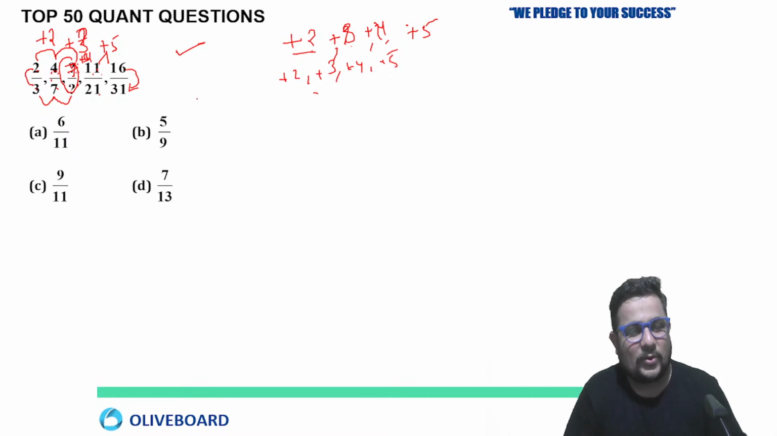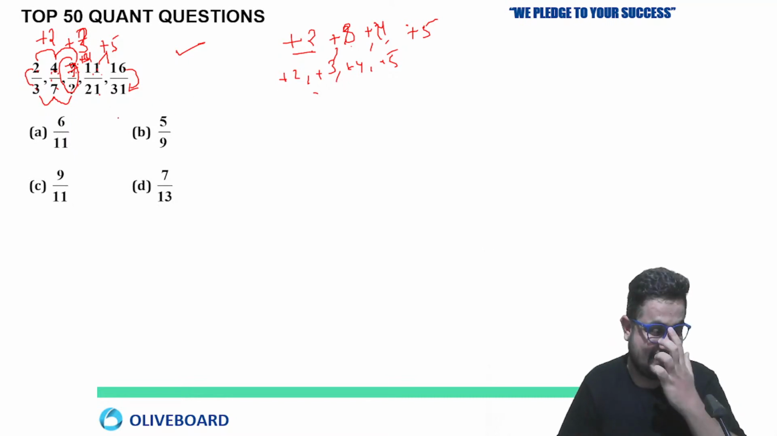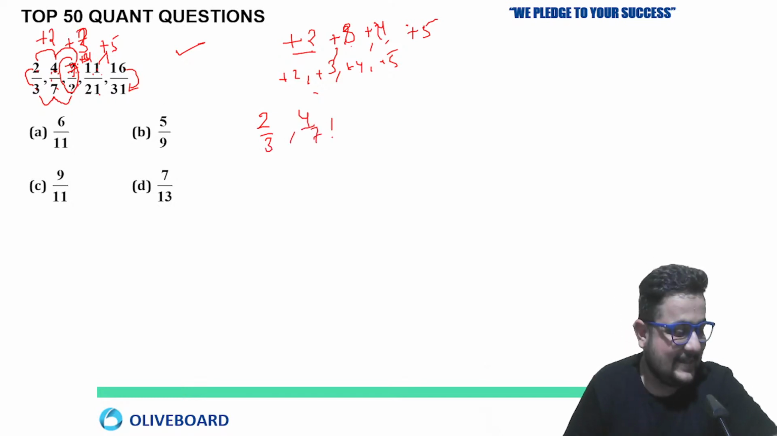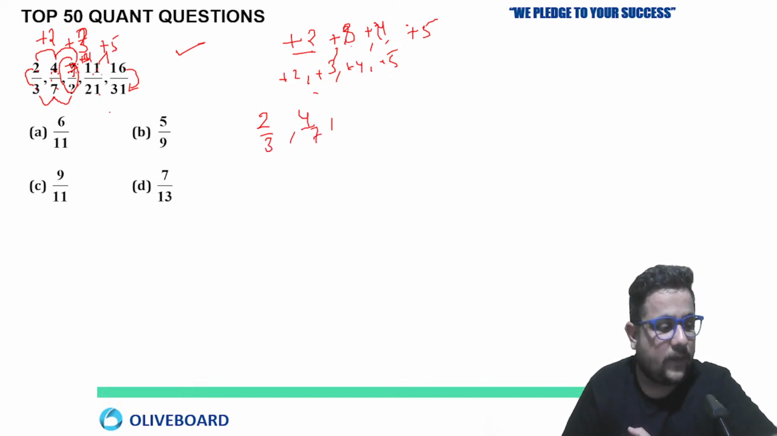Rahul, I'll try. Okay. 2 by 3, 4 by 7. So this is also kind of a mock. Just answer what I'm asking. You are doing a great job. D. Very good. Correct answer.